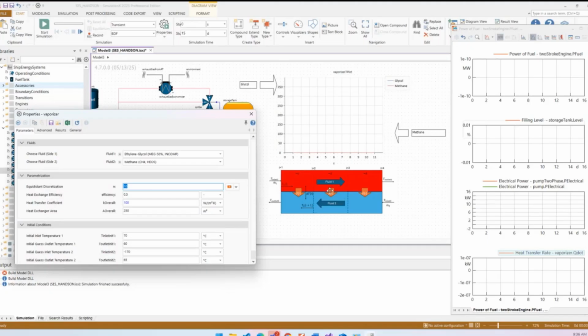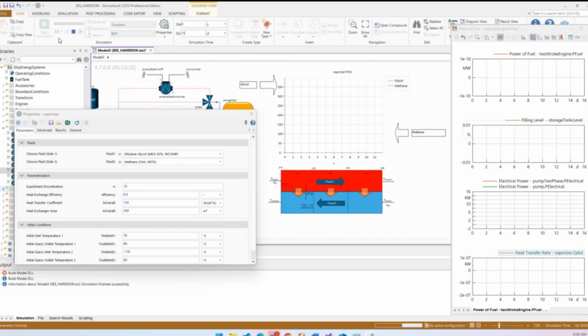We neglect pressure drop completely. So it's only parameterized by an efficiency, by a heat transfer coefficient and the area. So very, very easy. And because this is very, very easy, we get a very good performance. What I also like about this heat exchanger is that we can visualize temperature over the flow direction.